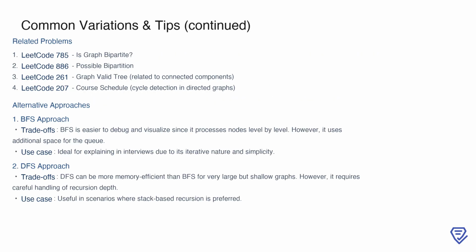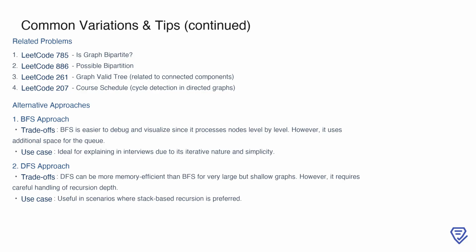Bipartite graph problems are part of a broader family of graph-related challenges. For instance, LeetCode 785, Is Graph Bipartite, is the foundational problem. LeetCode 886, Possible Bipartition, builds on this concept, while LeetCode 261, Graph Valid Tree, explores connected components, and LeetCode 207, Course Schedule, focuses on cycle detection in directed graphs.